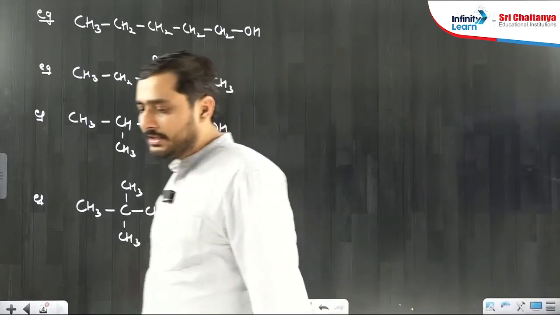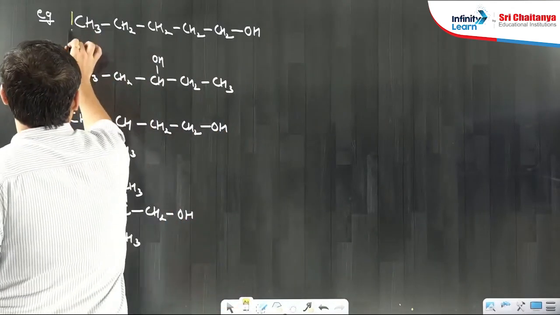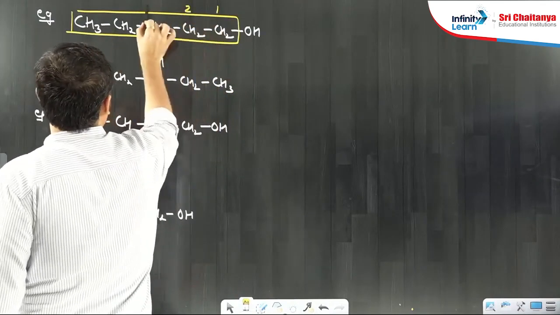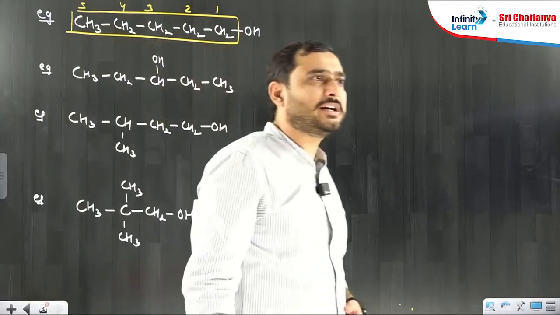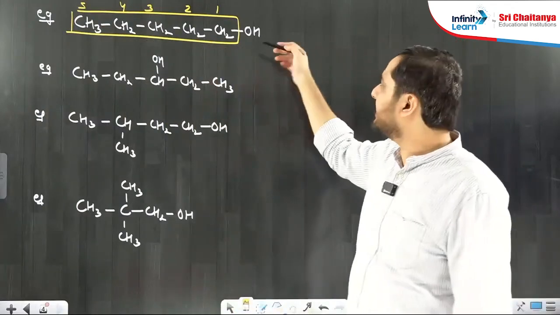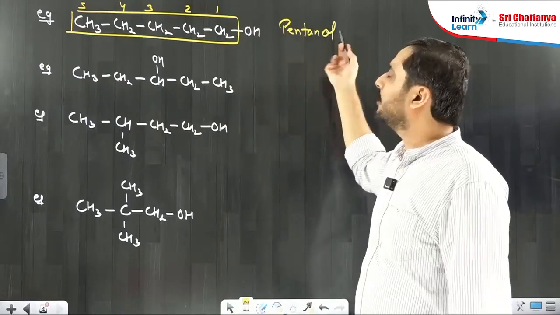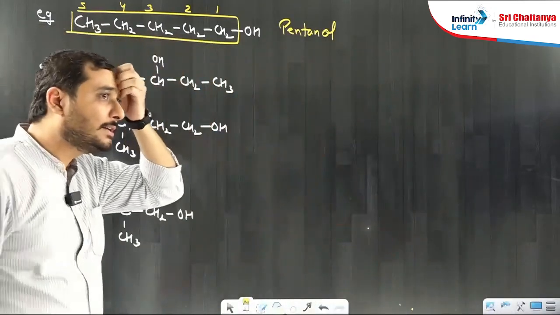So let us start with the first example. Now all these are very easy examples. If you check, what is the length of the parent chain? These 5 carbon atoms are present in the parent chain. 1, 2, 3, 4 and 5. Now for 5 carbon atoms, what is the word root? Pentane. And OH is present at the first position. So what can we write? Pentane-ol or pentane-1-ol. No need to write 1, directly pentanol will be the correct answer.